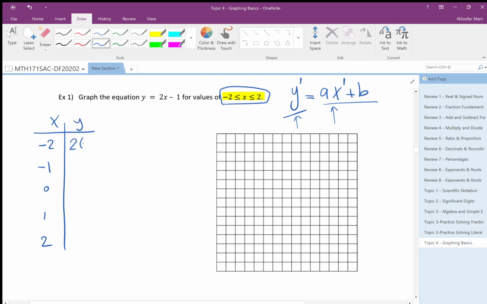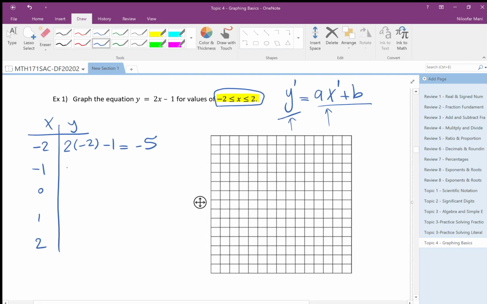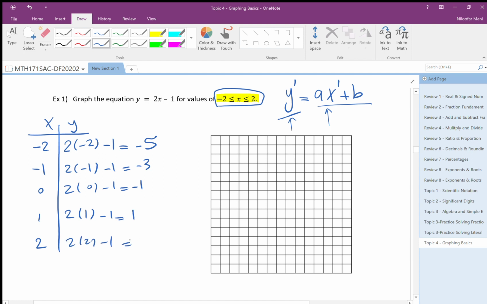It's 2 multiplied by -2 minus 1, which is -5. It's 2 multiplied by -1 minus 1, which is -3. It's 2 multiplied by 0 minus 1, which is -1. It's 2 multiplied by 1 minus 1, which is 1. It's 2 multiplied by 2 minus 1, which is 3. Okay, so now I want to graph it.